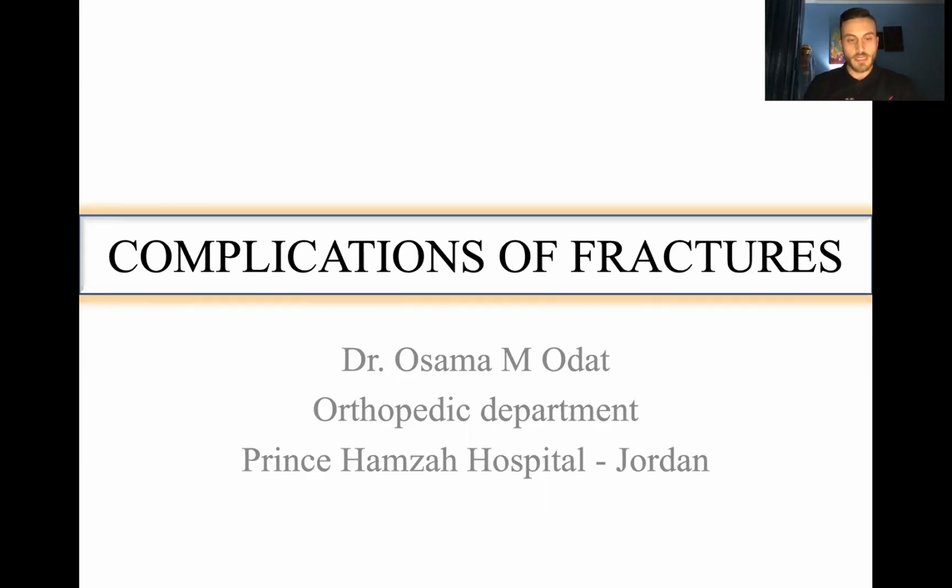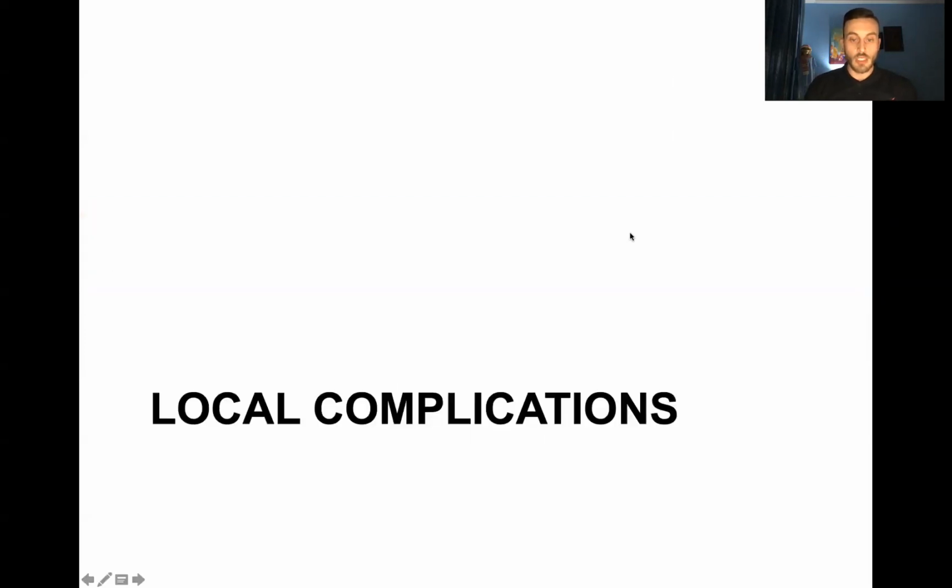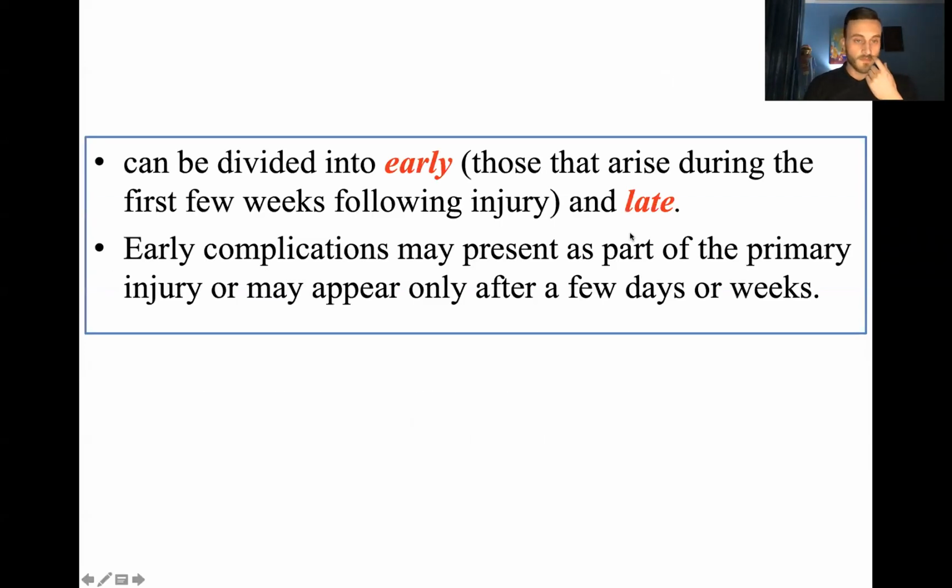So for our third lecture, in the last lecture, we already talked about the basic principles of fractures. Now we're going to talk about the complications of the fractures. It's going to be local and the general. We will be starting with the local complications of fractures. They can be divided into early and late. So the local complication is either early or late.